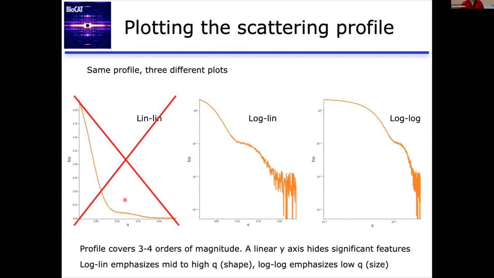If you put it on a linear axis, you hide a lot of significant features, particularly in the mid to high Q region. It's best practice when presenting general SAXS data to use a log-lin, or maybe a log-log. The difference is that the log-lin emphasizes the mid to high Q, which is the shape, whereas the log-log emphasizes the low Q, which is the size. So the choice depends on what you're looking at. This is just a housekeeping note. You're almost always going to see profiles, if they're not for some type of analysis, on either log-lin or log-log plots.